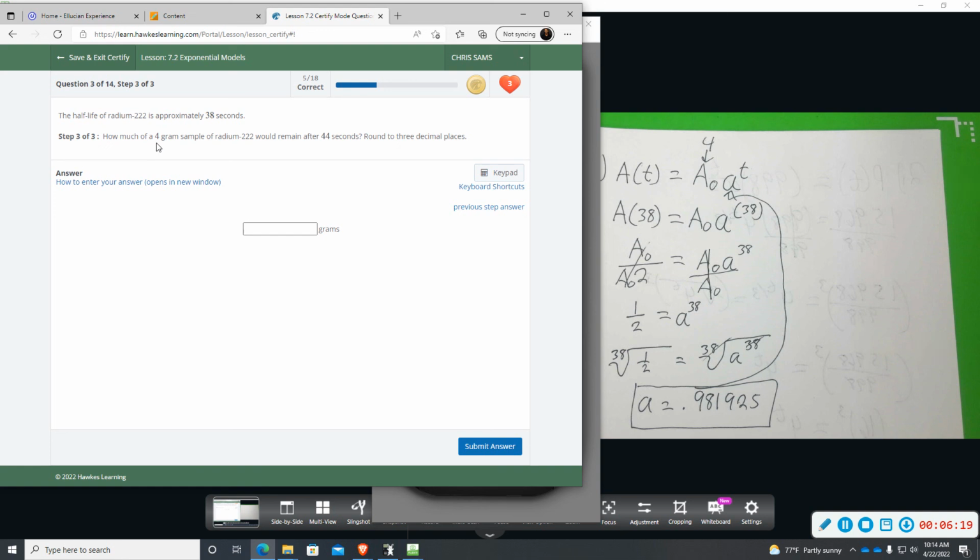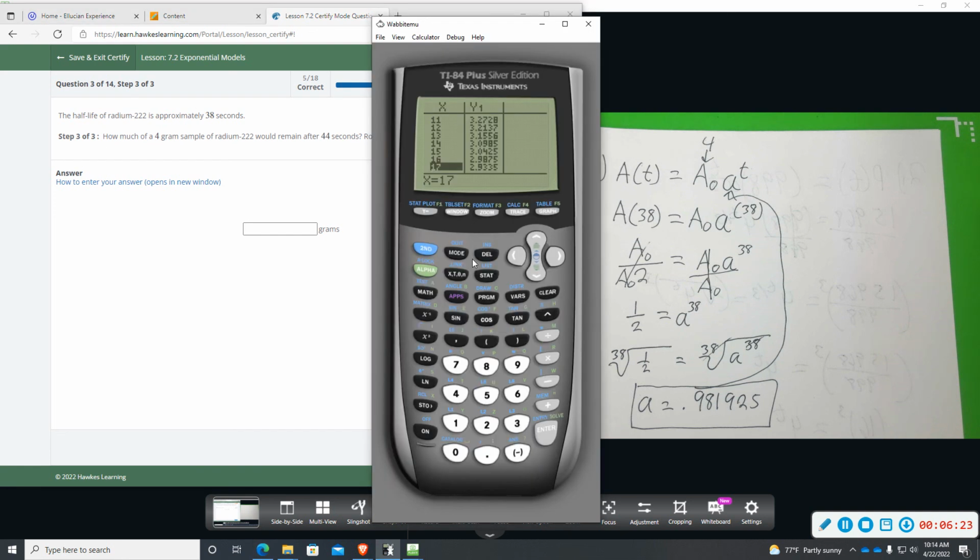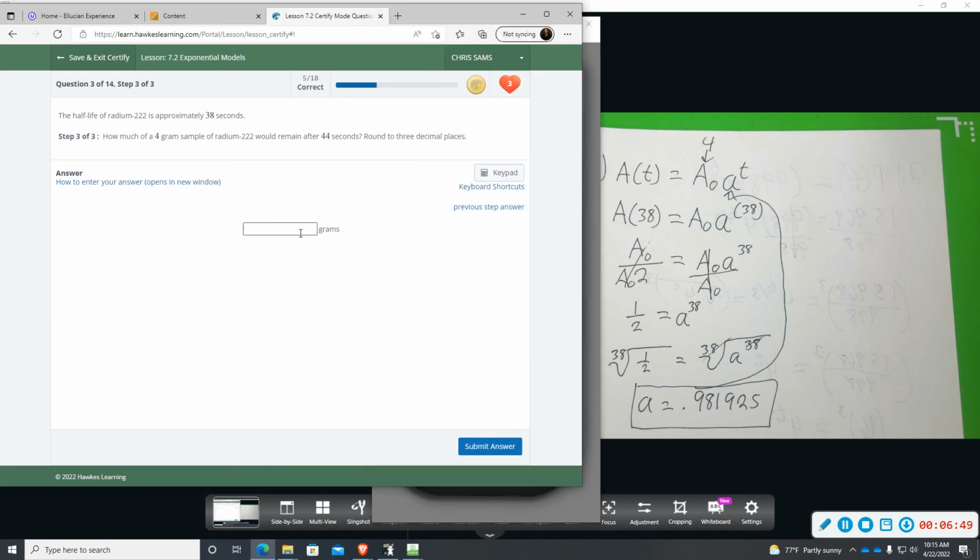Alright, and then how much would be left after 44 seconds? So, here's my table. I can either arrow all the way down to 44, or you can just say table set, so second window, and then we can just type 44 and hit enter. And second graph is here the table, and then it takes us down to 44, and we get 1.793 when rounded.